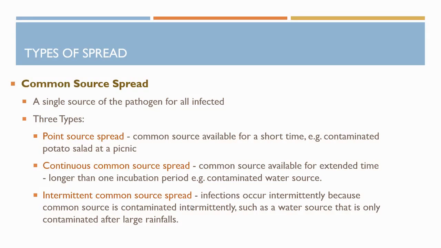And then we can have intermittent common source spread. These are infections that crop up occasionally because the common source is only contaminated occasionally. So an example would be water sources that are only contaminated after large rainfalls, like people slogging through the floodwaters downtown after a heavy rainfall, where those waters are filled with fecal matter and with E. coli and other bacteria that are associated with that.